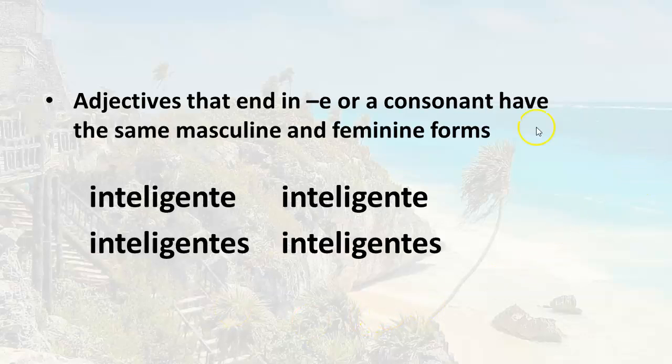Next we have adjectives that end in E or a consonant. These adjectives are 2-form adjectives. They have the same masculine and feminine forms in the singular and the same masculine and feminine forms in the plural. So we only have 2 forms, inteligente, inteligentes in the case of intelligent.